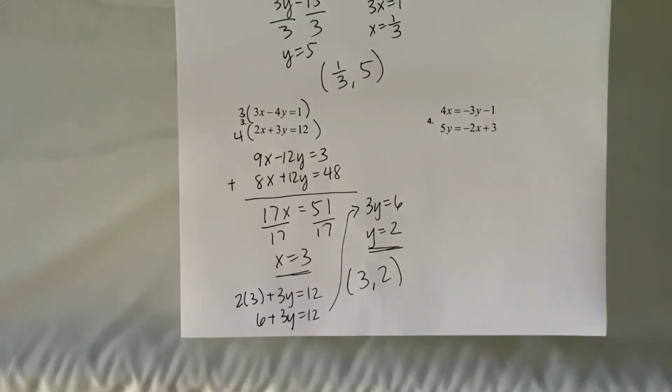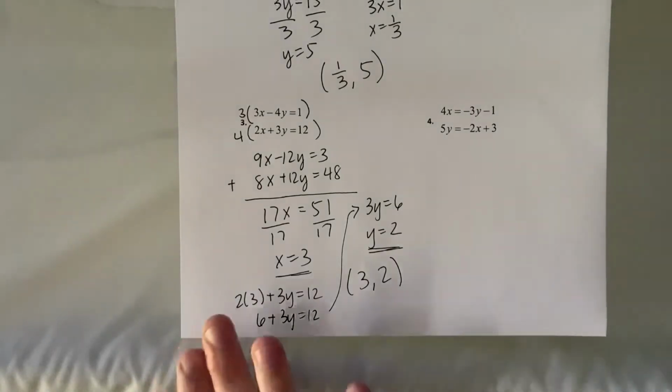Now, all of these three problems that we've done so far have had singular solutions. The question becomes, how do we identify when we have not one solution? We have either no solutions or infinite solutions. So we'll look at the next page.